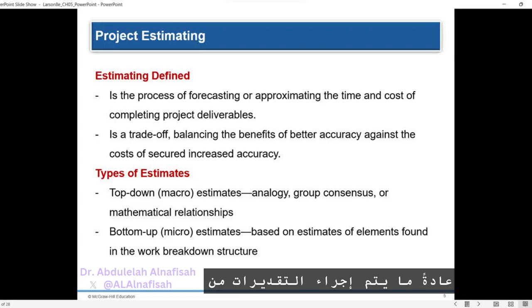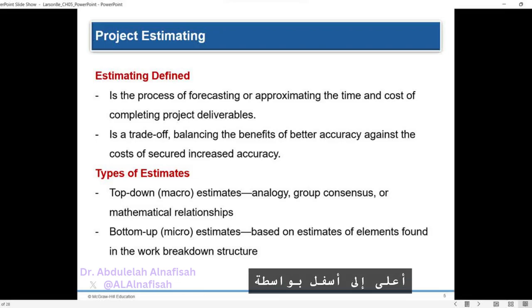Top-down estimates are typically conducted by senior management. They derive these estimates through various methods such as analogy, group consensus, or mathematical relationships. An analogy involves comparing the current project with similar projects completed in the past to estimate the time and cost.